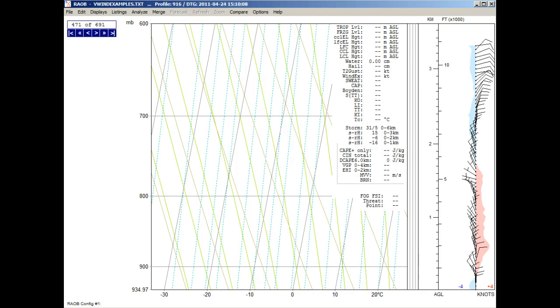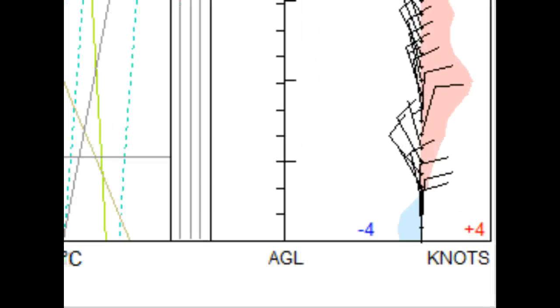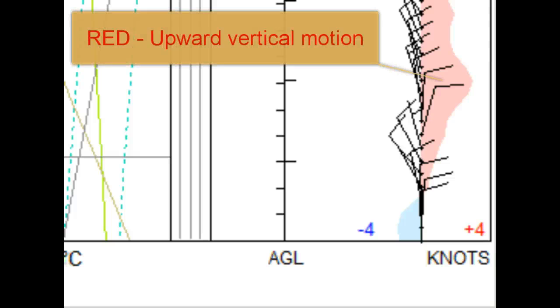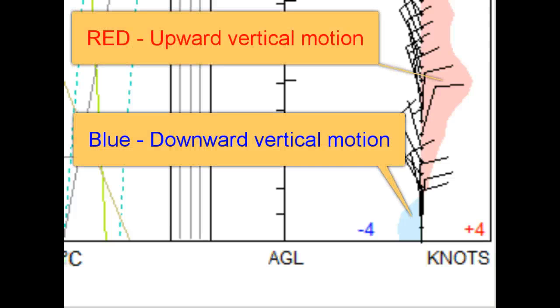By zooming into the lower section of this wind profile, we can see how RAOB displays the vertical wind component, with red and blue colors. The red indicates upward motion, and the blue indicates downward motion. At the bottom of the profile is the vertical wind scale, which for this sounding ranges from -4 to +4 knots.